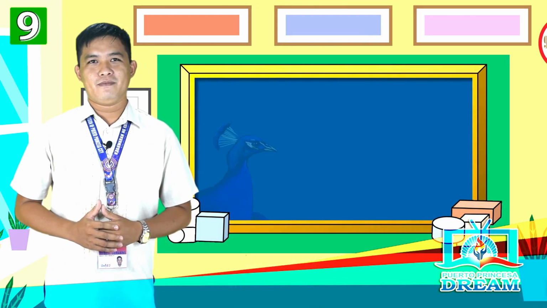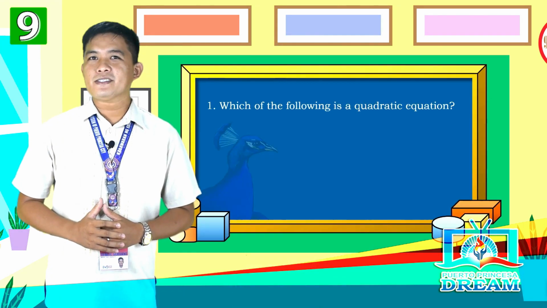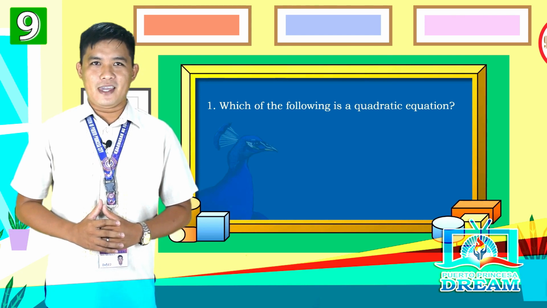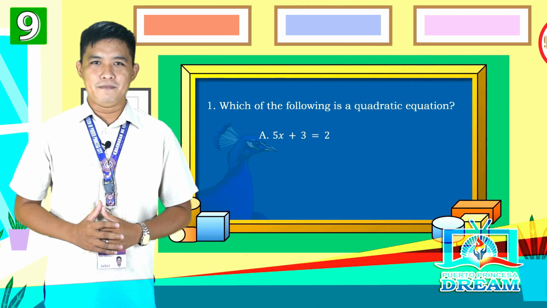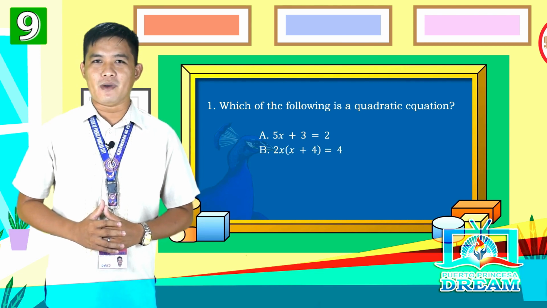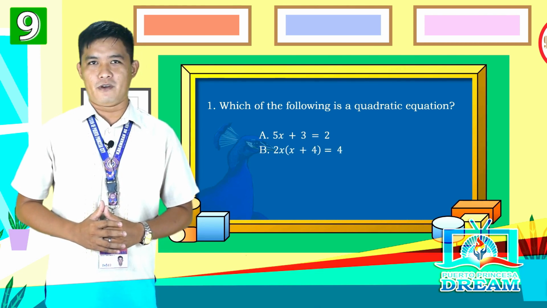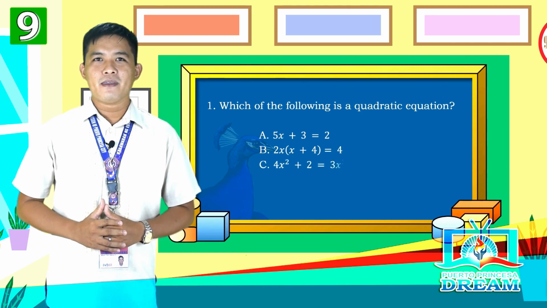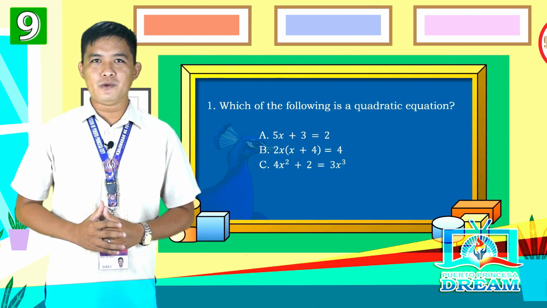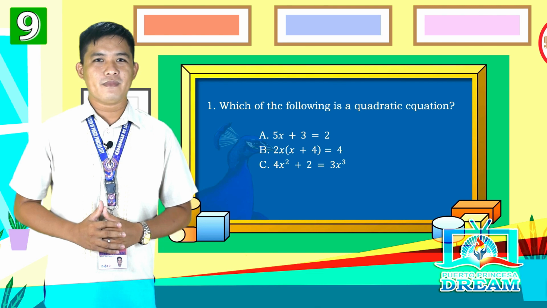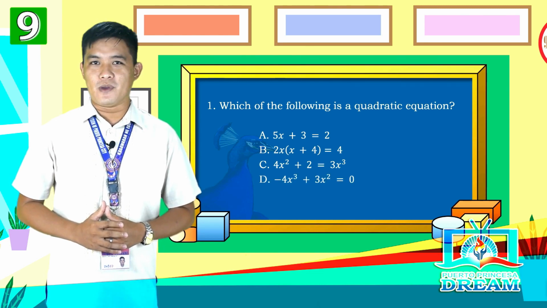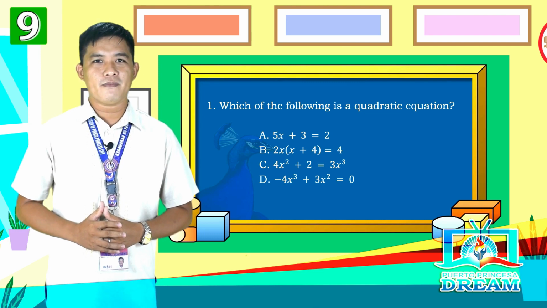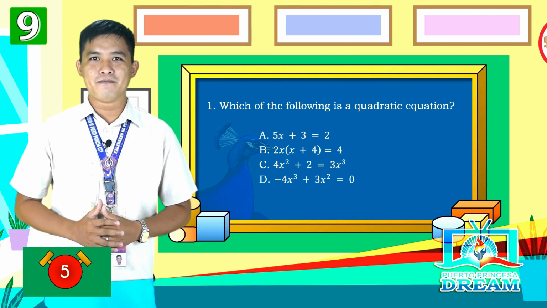Question number 1. Which of the following is a quadratic equation? A. 5x plus 3 equals 2. B. 2x times the quantity x plus 4 equals 4. C. 4x squared plus 2 equals 3x cubed. D. Negative 4x cubed plus 3x squared is equal to 0. Timer starts now.